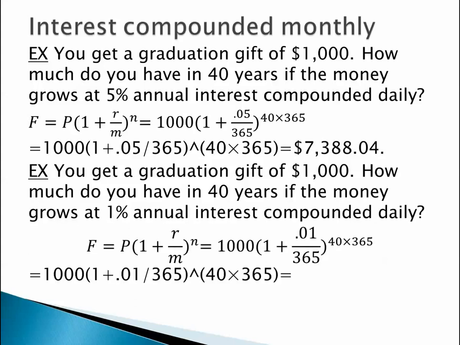Here's the amount we got. Everything's the same, 1,000 times 1 plus 0.01, so instead of 0.05, it's 0.01 over 365, raised to the 40 times 365. So again, that's what you'd enter into your calculator, and what you'd end up with is $1,491.82. Look at that huge difference. If you invest at 5%, you have $7,388.04. If you invest at 1%, you have $1,491.82. That is a huge difference.